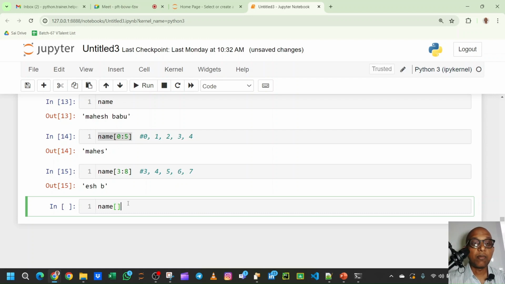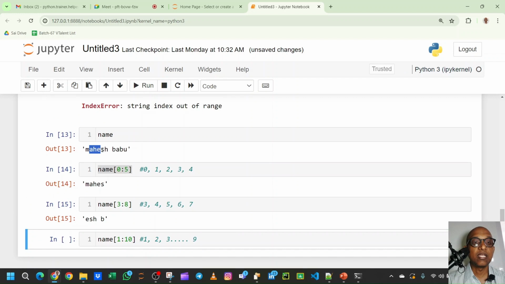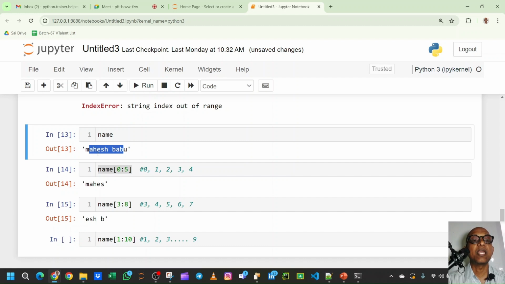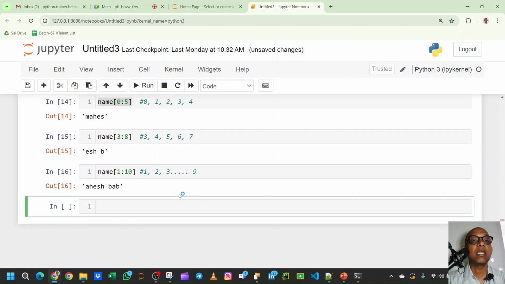And I can say name of 1 colon, let us say 10. What does it mean? I am going to get the characters in the given string starting from 1, 2, 3, and so on till 9. 10 is exclusive, correct? So now what are the characters present? So this is like 1, 2, 3, 4, 5, 6, 7, 8, 9. So A-H-E-S-H, space, B-A-B is what the string I'm going to get. If I just execute this code, see here, A-H-E-S-H space B-A-B. Clear? So this is a slicing operation.